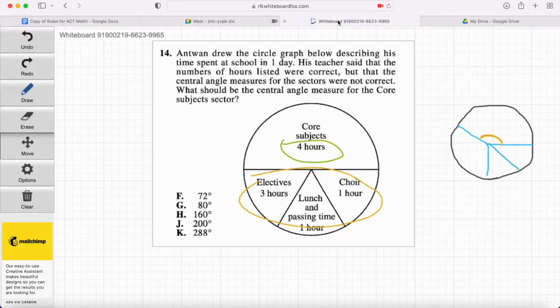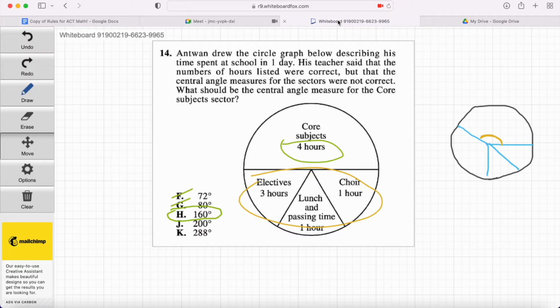So, look at the answer choices. What's the right answer? 160? It's got to be 160. It's the only one that makes sense, right? It's not bigger than 180. It can't be, because it's not a straight line. It's just not less than 90, but F and G are less than 90. So it just makes sense right there in the middle. And that's it. It's H. Well, that's easy. It is easy, right? If you can think about it in common sense visual terms.